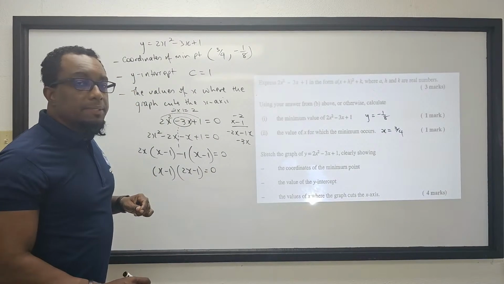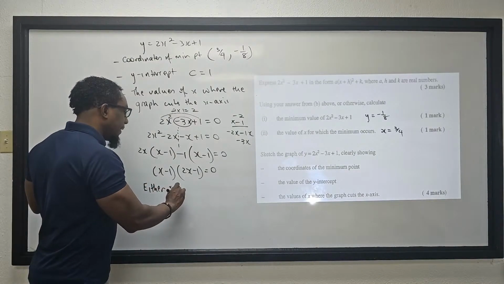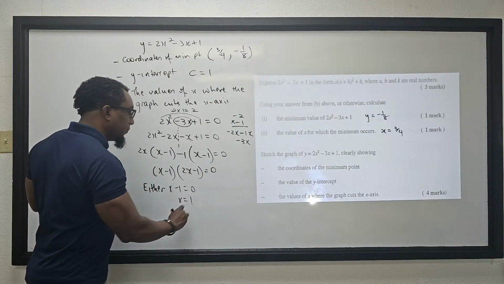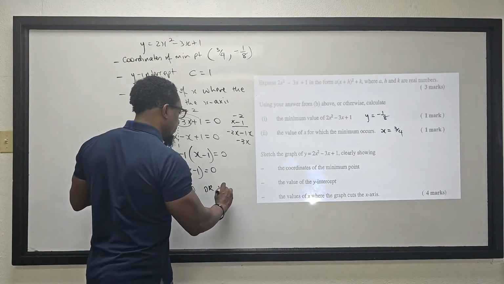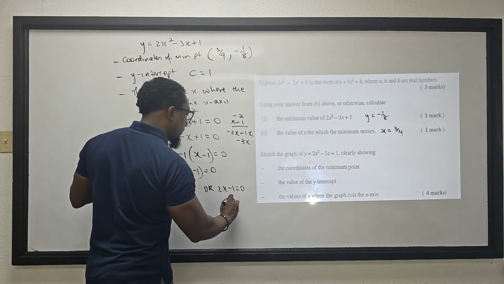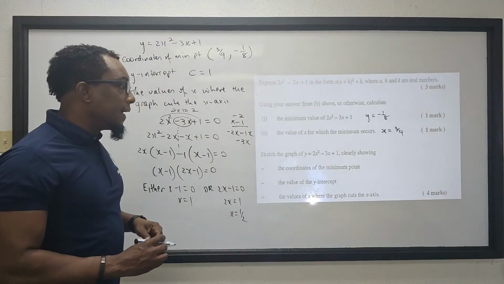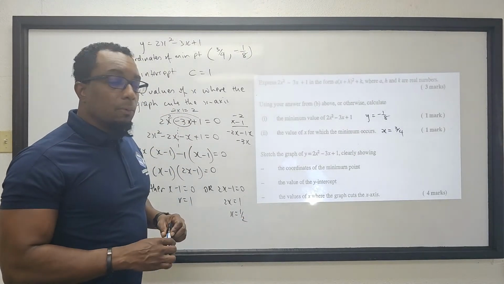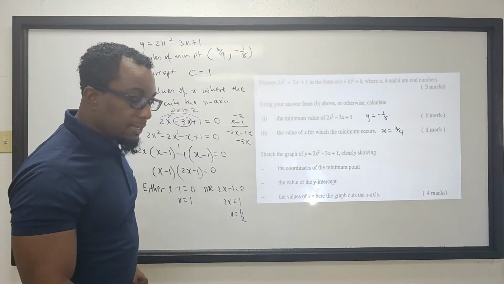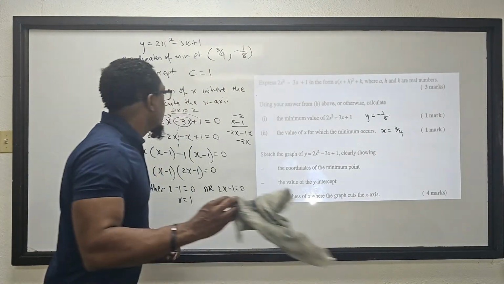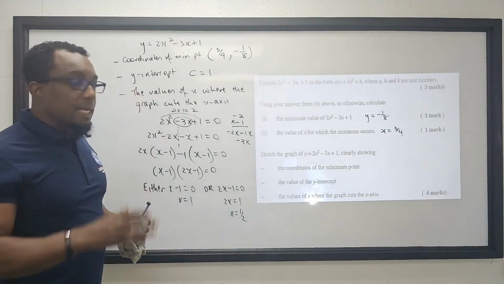And I can comfortably say now either x minus 1 is equal to 0, x is 1, or 2x minus 1 is equal to 0, 2x is 1, x is a half. So what I will have here are the values of x where the graph cuts the x-axis. So let us sketch with all the information we have here. Let us sketch to show our quadratic function.